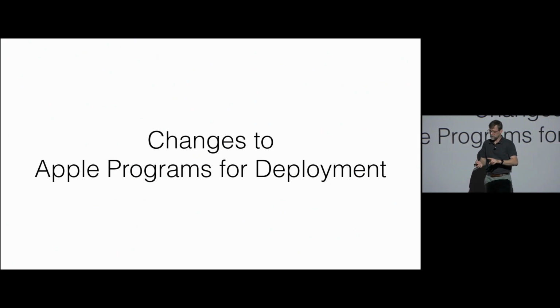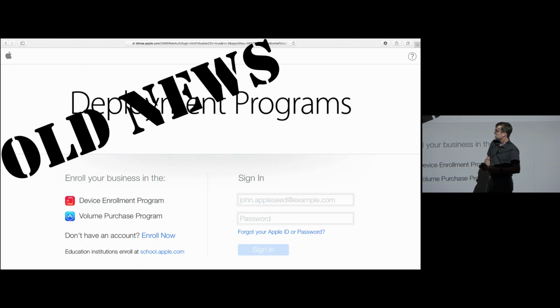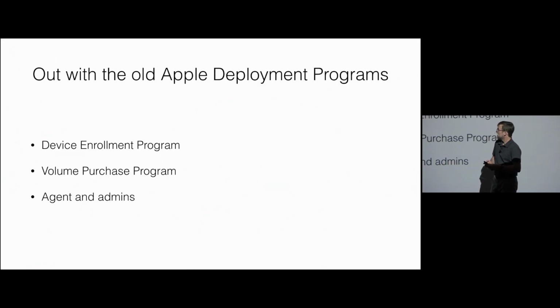I want to talk a little bit about the changes to Apple programs for deployment. That's device enrollment, VPP, Apple Business Manager, Apple School Manager. This is what I used to use, like a week ago. I went to deployment.apple.com, but that's old news now because everyone's upgrading to Apple School Manager and Apple Business Manager. So this is the old news: device enrollment program, volume purchase program, the agent that creates admins. So that terminology is out the door.